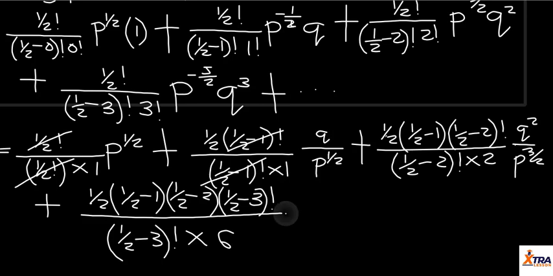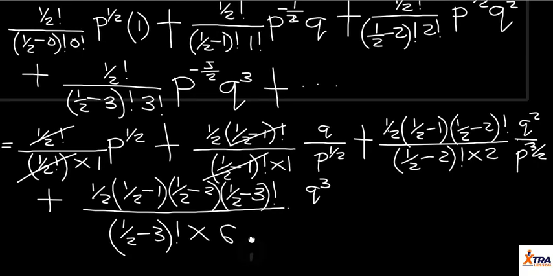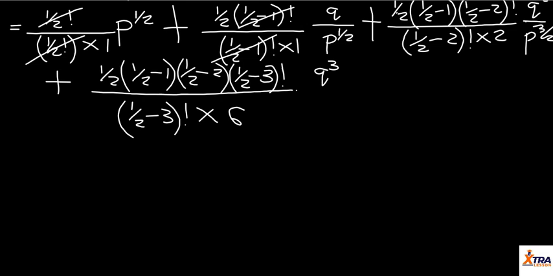Then, from indices, we can express this as q raised to the power 3 over p raised to the power 5 over 2. Now that we have done this, we can break it down further to see this cancels this, and then this also cancels this, giving me a straight value of p raised to the power 1 over 2 for the first term.